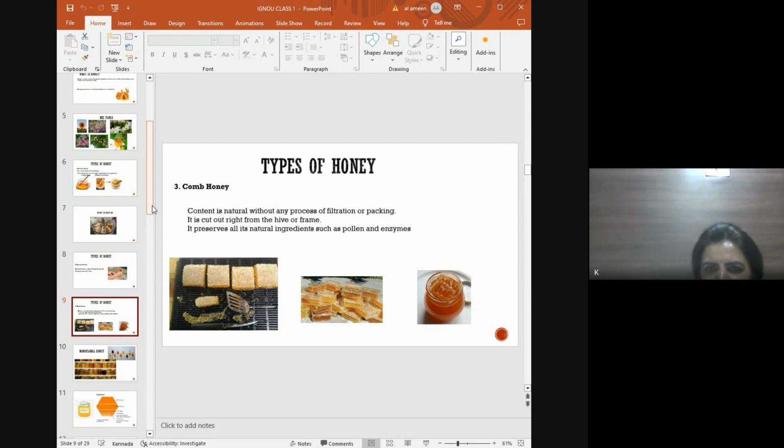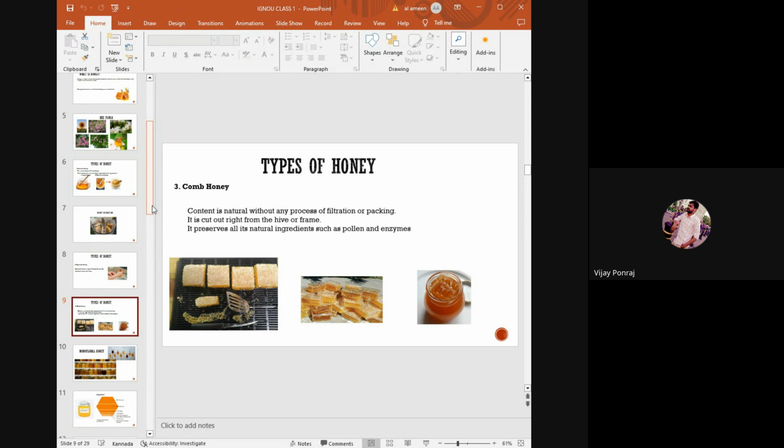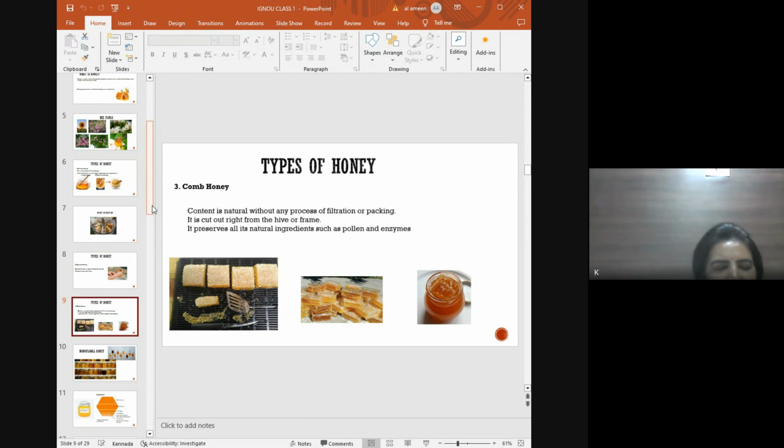Any of you have tasted comb honey here? Any of you? Rajput, Vijay, Jaipal, Paras, Reddy, Satyashakti. Yes? No, ma'am. No, ma'am. No, I have not had the chance to taste it.